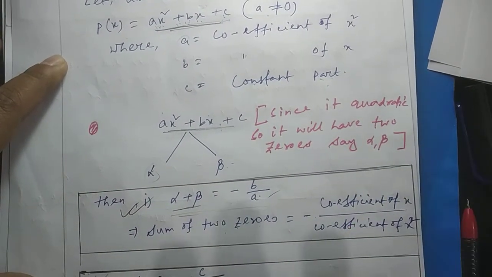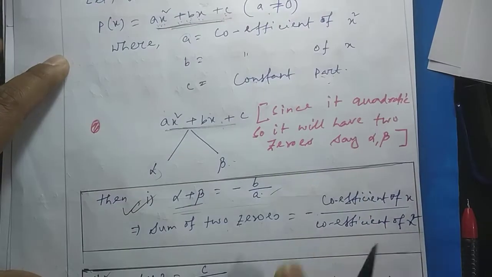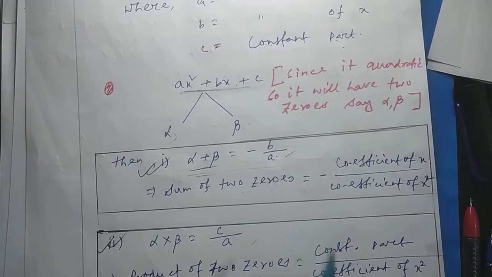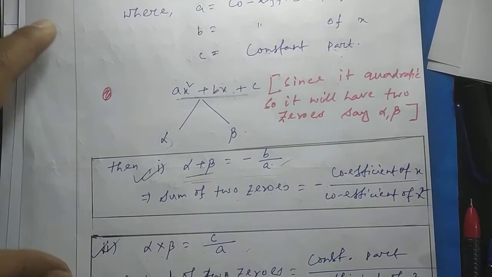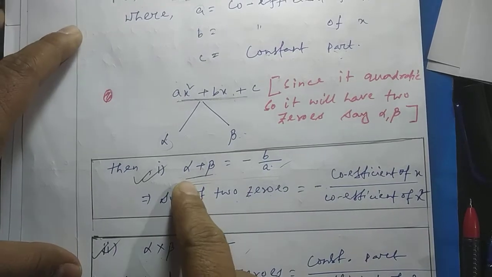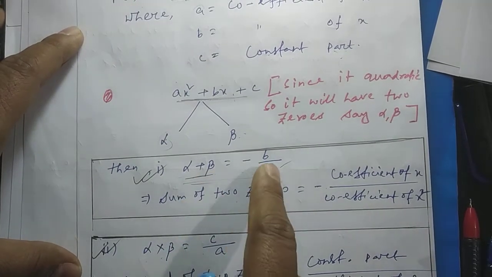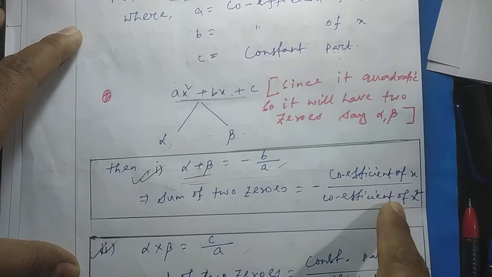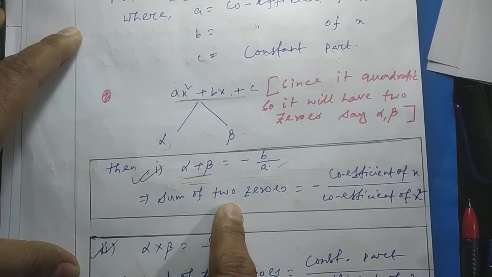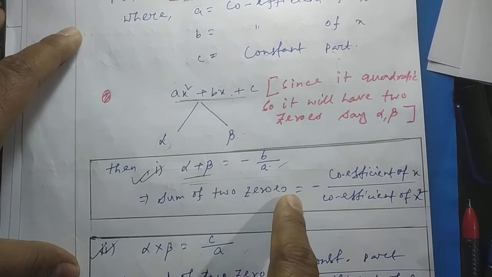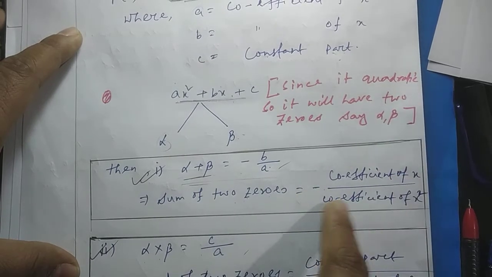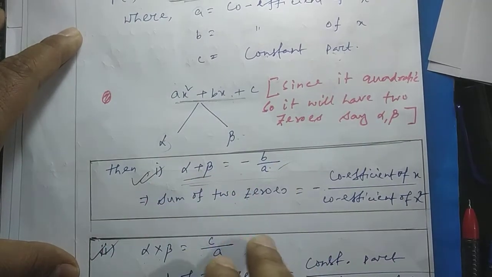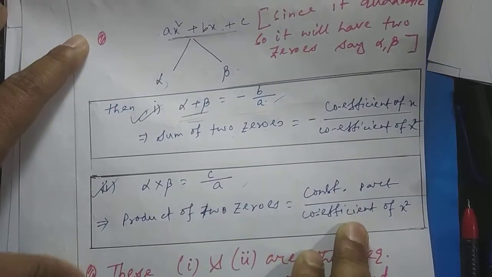Now we shall have two relations between the zeros alpha and beta and the coefficients a, b, c. What are they? Let us know them one by one. The first one is alpha plus beta equal to minus b by a. Alpha plus beta means the sum of two zeros will be equal to minus b by a, where b is the coefficient of x and a is the coefficient of x square. So you can remember it as the sum of the two zeros equals minus coefficient of x by coefficient of x square. Or also you can say alpha plus beta equal to minus b by a. That is the first one.